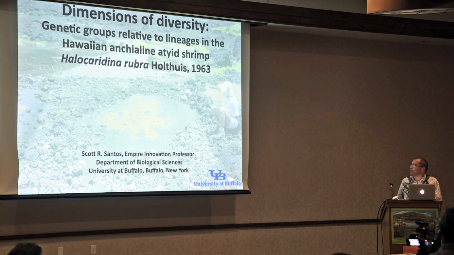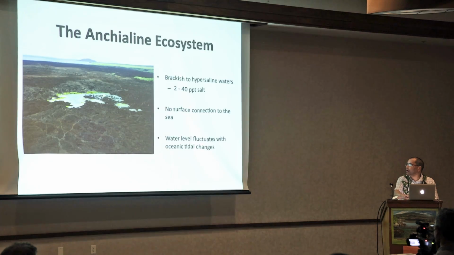So today I'm going to be talking about the dimensions of diversity, genetic groups relative to lineages in the Hawaiian anchialine shrimp, Halocaridina rubra. And so when we start off by talking about these ecosystems in Hawaii, when you talk about the anchialine ecosystem in Hawaii, it needs some kind of explanation to let people know what you're talking about.